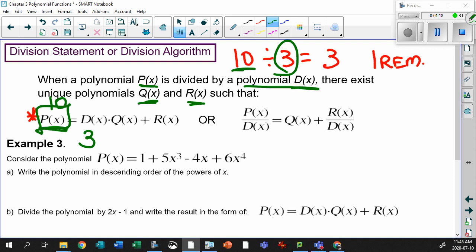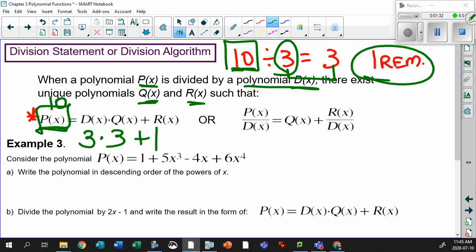Can't we find this original number back by taking this 3 and multiplying it by the quotient? That's what this q stands for. 3 times 3 gives us 9. But don't forget, we had one remainder. Now I see how the division statement works. You take your divisor multiplied by the quotient, so 3 times 3, 9, plus the remainder gives you the original number, or original function.